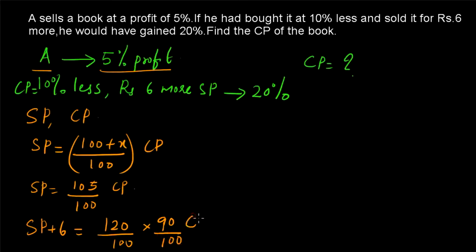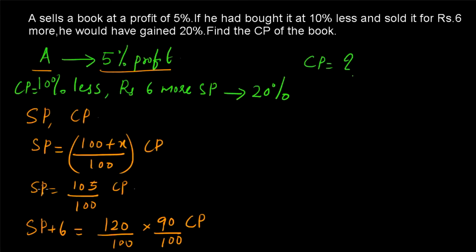He is buying the book at 10% less. That means he is buying the book at only 90% of the cost price, and he is selling at a profit of 20%. So we will have 120 by 100 into 90 by 100 cost price. So what do we have to find out here? Here we have to find out the cost price.